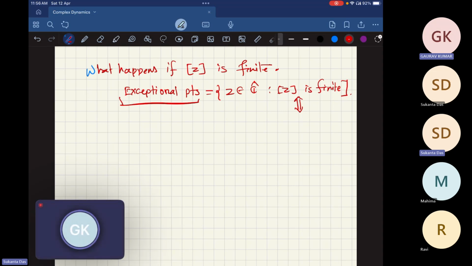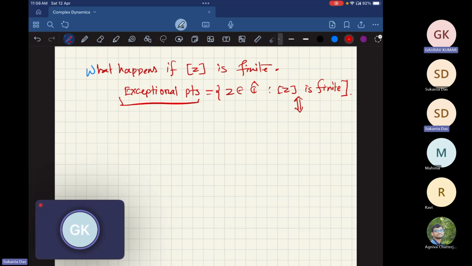Actually, I have a doubt. In some books, they have defined the exceptional point like this: the set of all the backward orbit, collection of all the backward orbit. I am just writing these things in an equivalent way. What you are saying is also a way to write this.